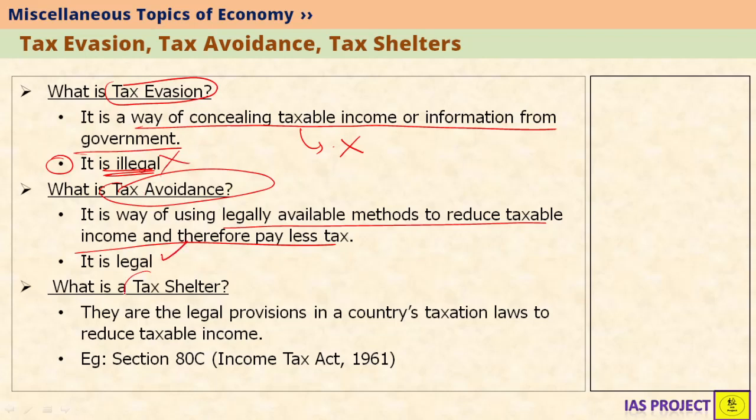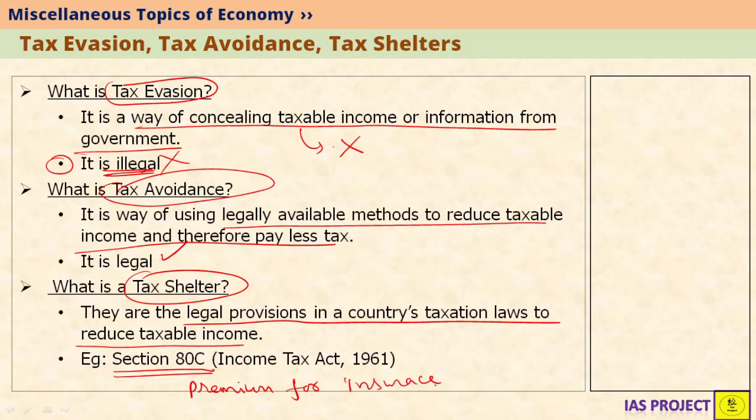What are tax shelters? Tax shelters are simply those legal provisions in a country's taxation laws to reduce taxable income. For example, you know Section 80C of income tax, where you can pay a premium for life insurance.